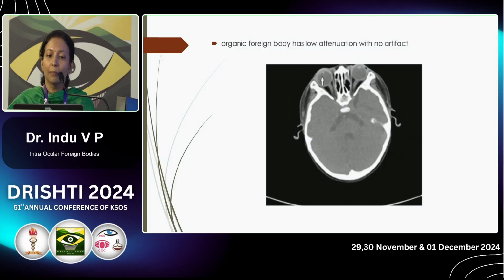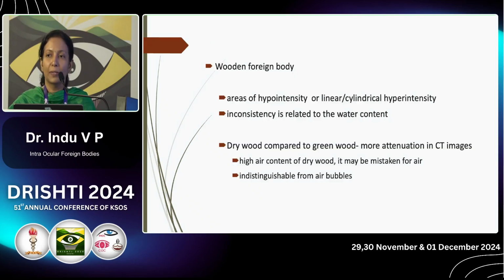But on CT orbits, organic foreign bodies may have a low attenuation. As you can see here, you do not see much of a foreign body there. So CT is not very useful in case of organic foreign bodies, especially wooden foreign bodies. The problem here is that wooden foreign bodies may appear as hypointense or hyperintense depending upon the water content. So green wood is much more difficult to assess on a CT.